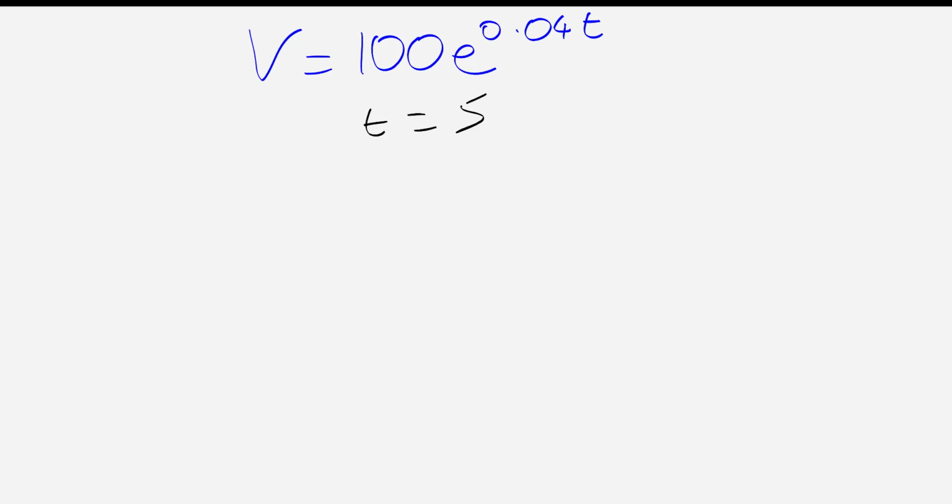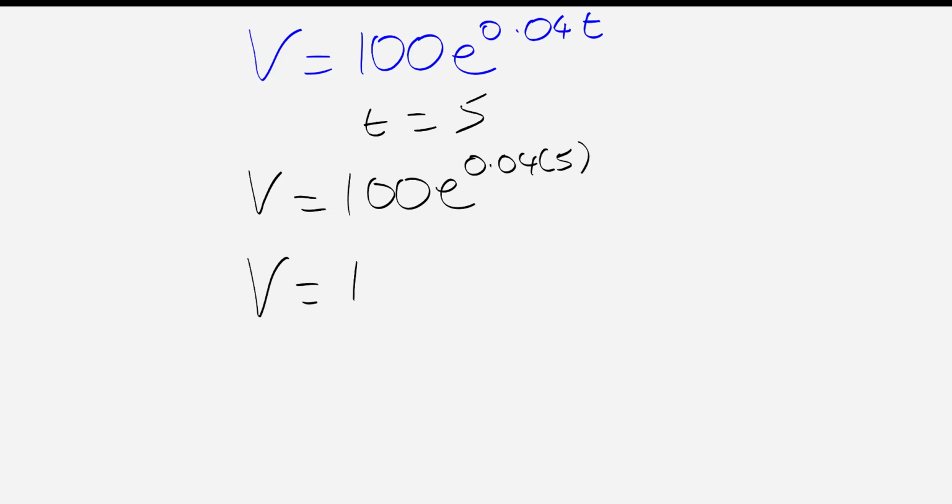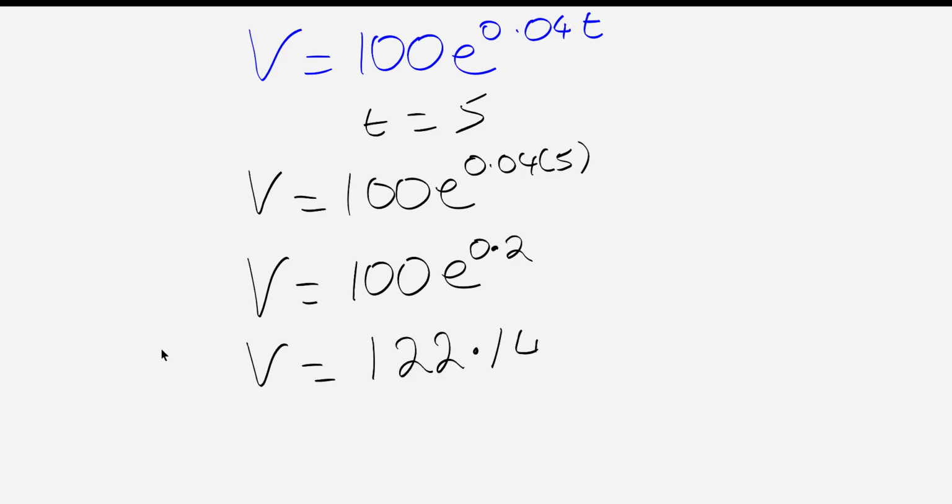So this is fairly straightforward. All we have to do is sub 5 in for t as our input in the function. So V = 100e^(0.04 × 5). In other words, V = 100e^0.2. And all we have to do is put this into our calculator, and you will get V equals 122.14. Now remember, this was euros, so it's 122 euros and 14 cents.